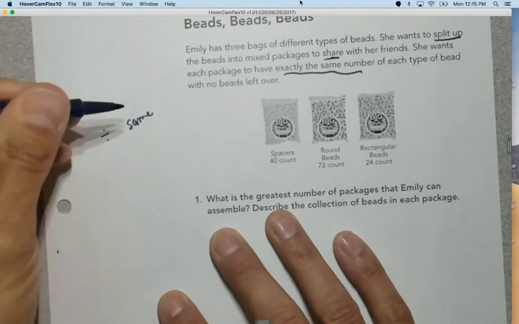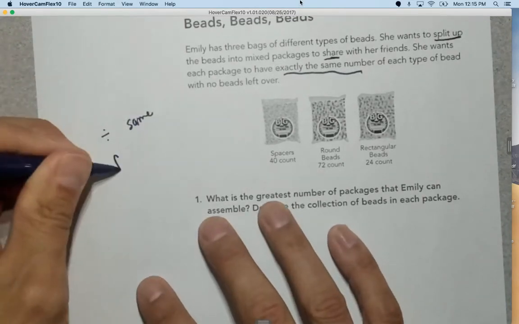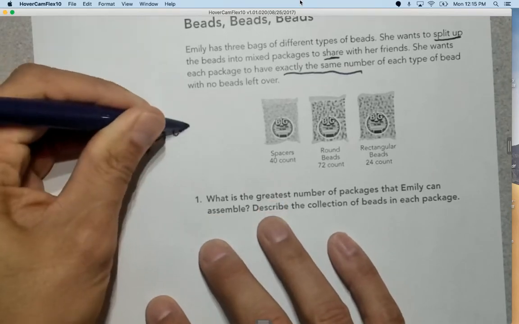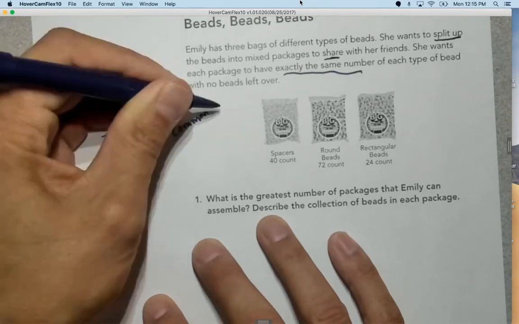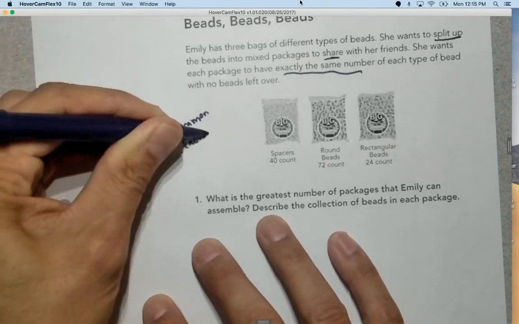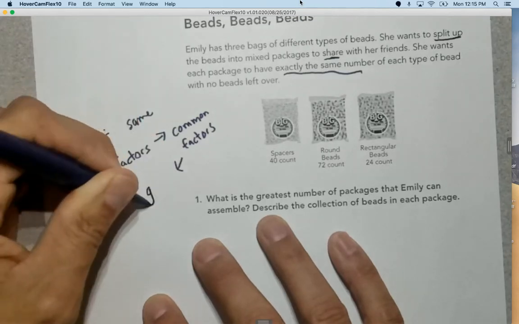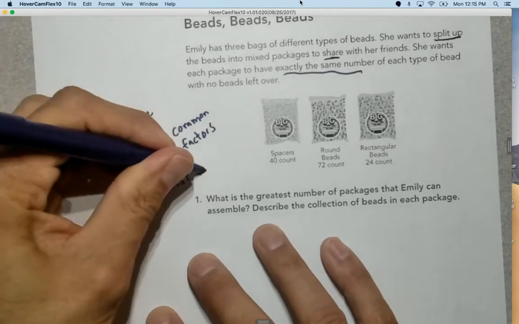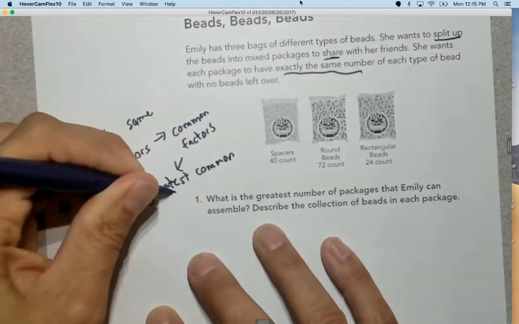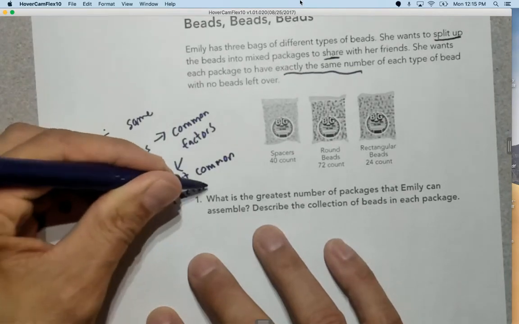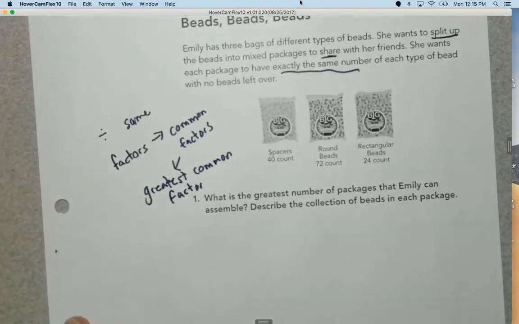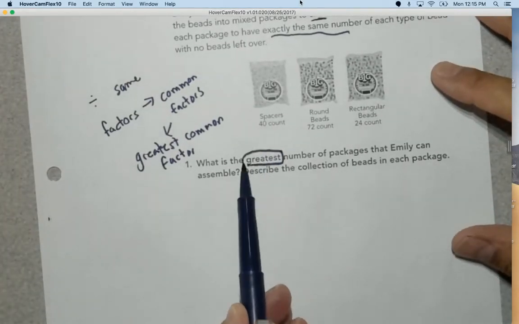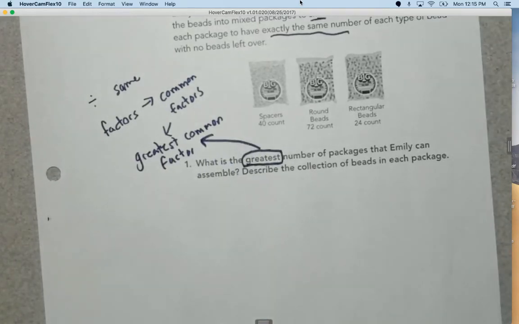And when we're splitting something up, we're trying to get smaller. And so we are looking at factors. And since we're looking at factors, we're looking at common factors. And depending on how the question is stated, we are probably looking at the greatest common factor, but we'll have to read it very carefully to make sure that it's common factors or the greatest common factor. So whenever they're splitting something up or they're dividing it evenly, then we know we're using the GCF. Notice how the question says greatest. What is the greatest number of packages? And so that's telling me it's the greatest common factor that Emily can assemble.